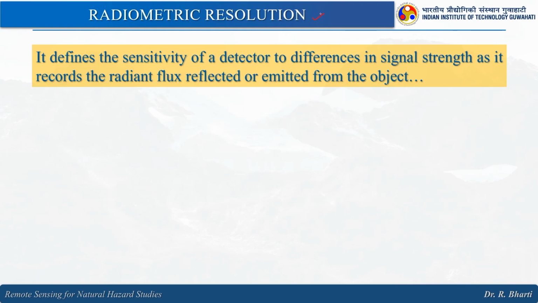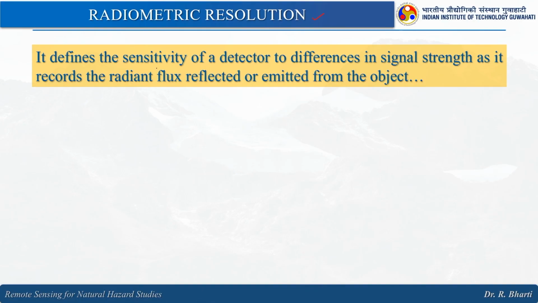So, the radiometric resolution, in simple words, you can understand as the amount of energy which is coming from the surface, in how many levels we can differentiate it, how many subtle changes we can identify in the incoming radiation. So, it defines the sensitivity of a detector to differentiate in signal strength as it records the radiant flux reflected or emitted from the object.